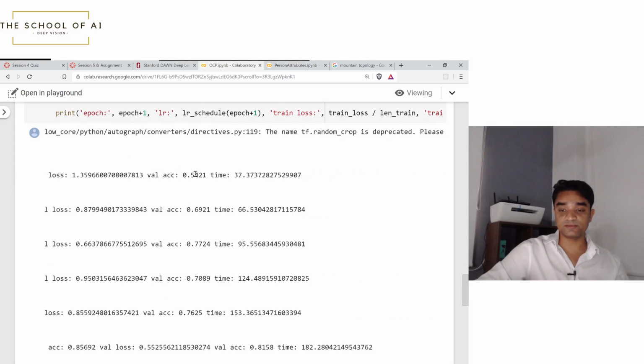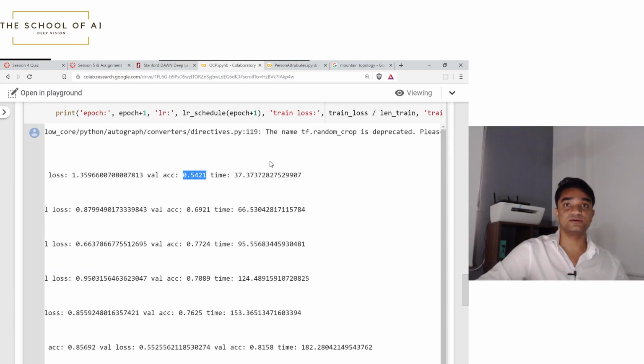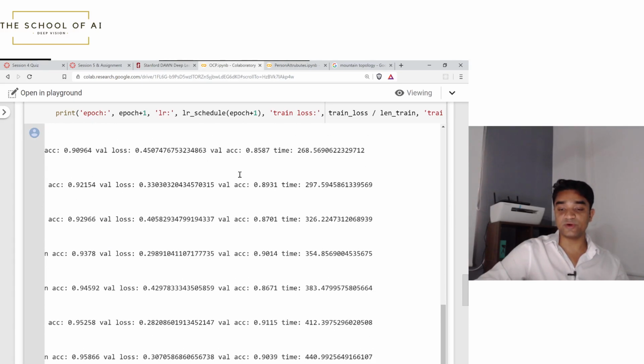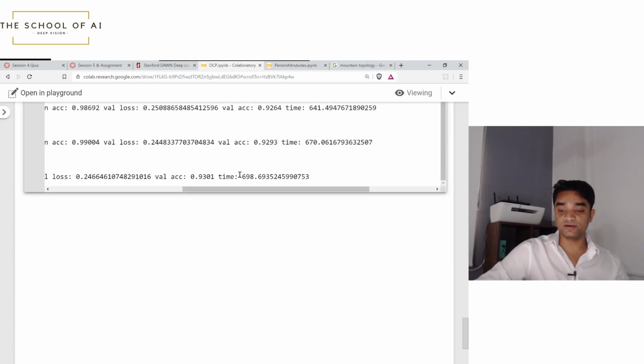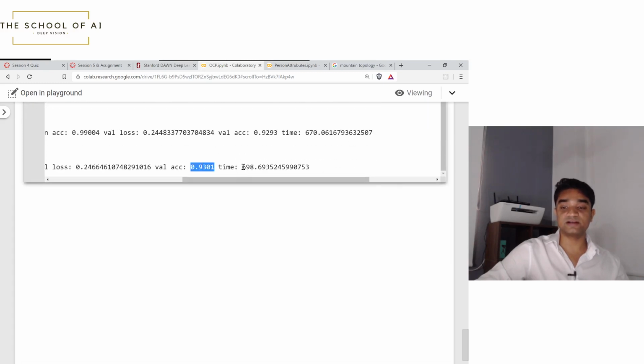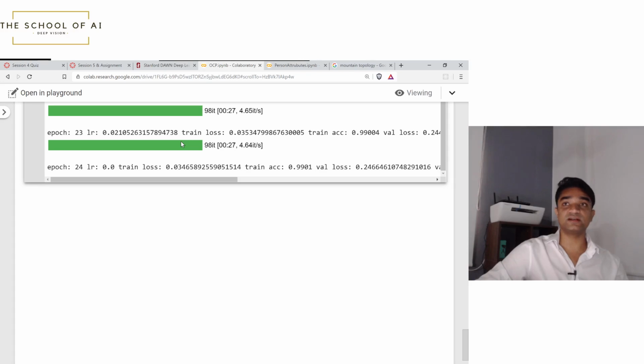Look at the first epoch, 54 seconds, and each epoch is taking somewhere around 37 seconds for me. And by the time I hit my 24 epochs, we are at 93% accuracy. I've taken 700 seconds on Colab. This is already a 1/6 or 1/7 time less than what you are spending as of now. Is that clear? Now, if you want to take this number to 94, which is the competition target, what all is required?